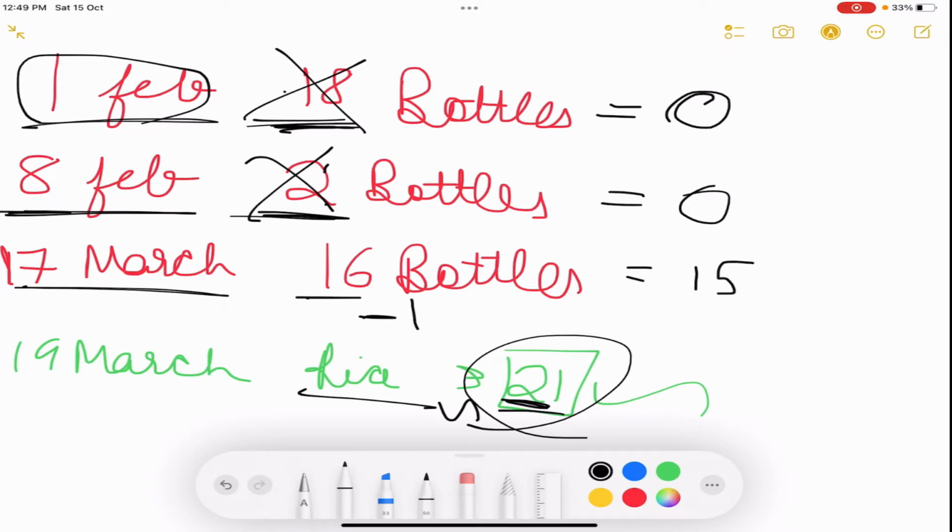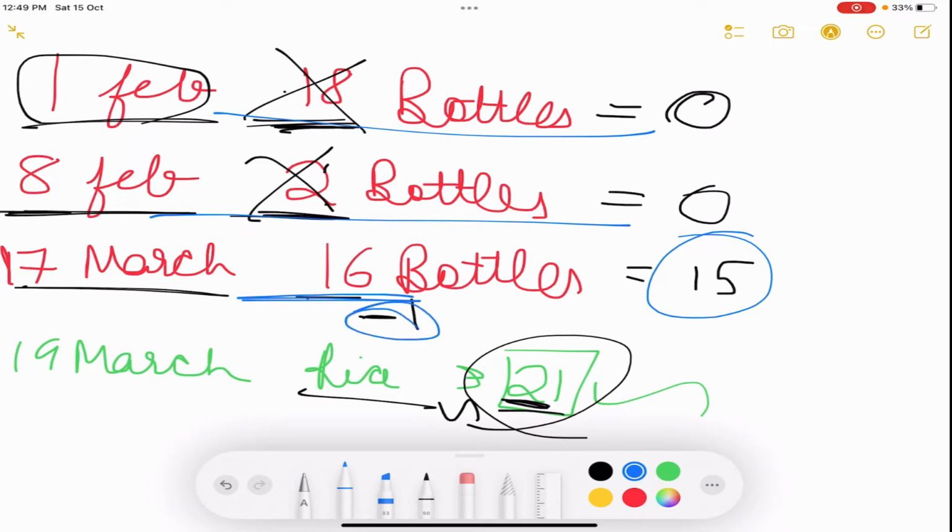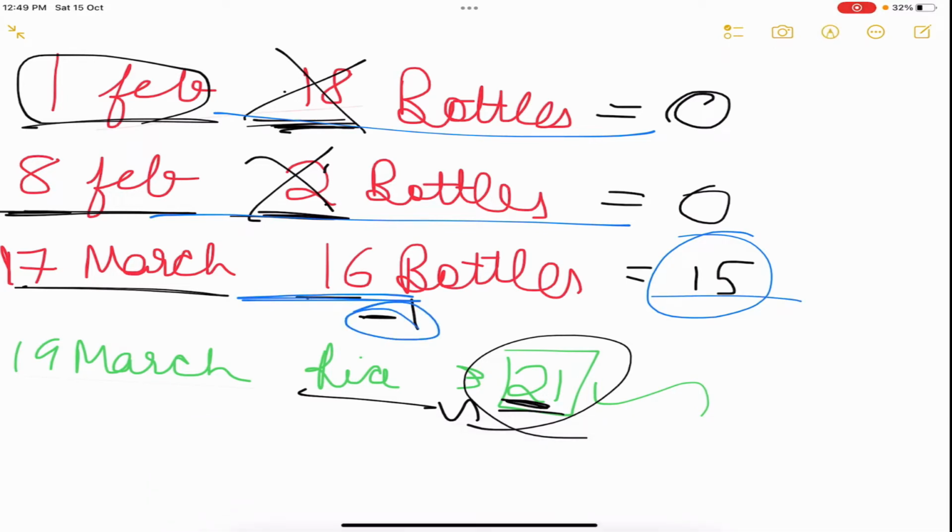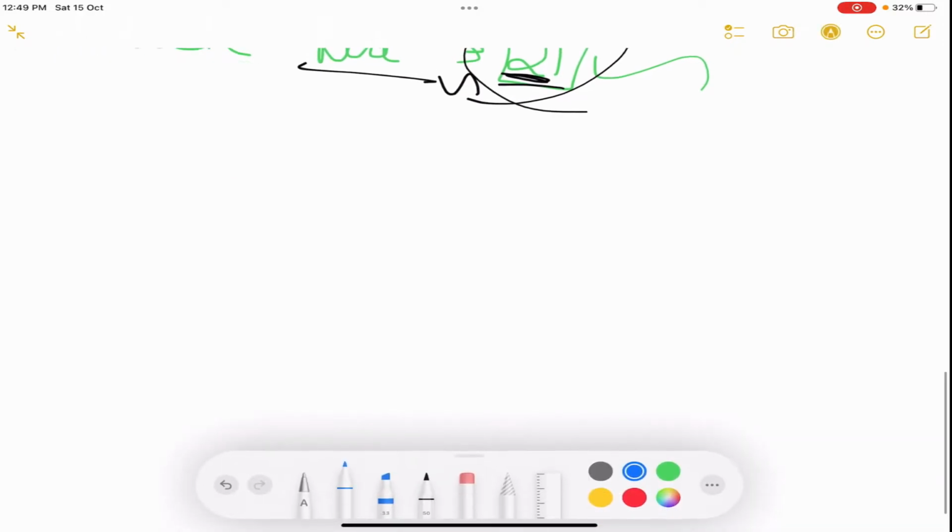So how much closing inventory is left? How many bottles are left in my inventory? 15 are left. This got empty, this got empty. Here I had to give her 1. So this much is left. So that is what FIFO method is. I hope you understood, and make sure that you write it. So first in, first out.